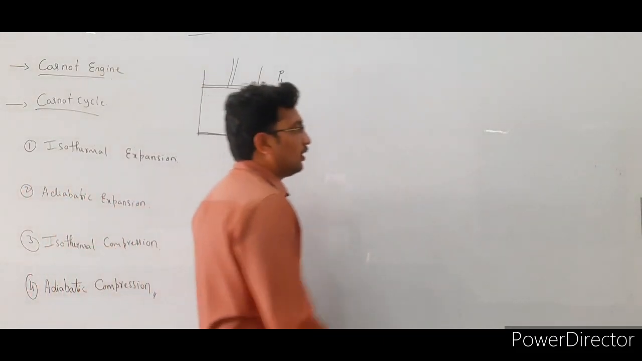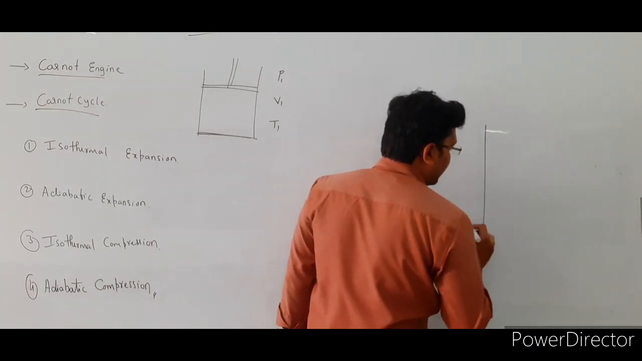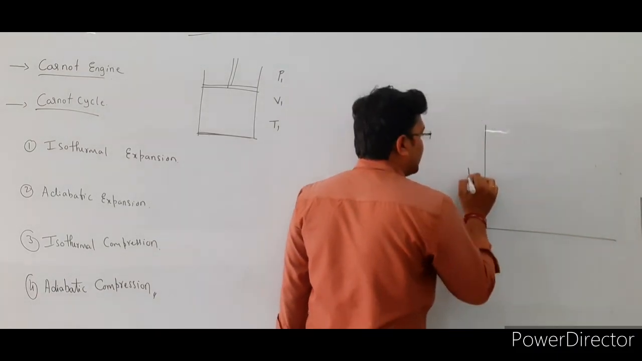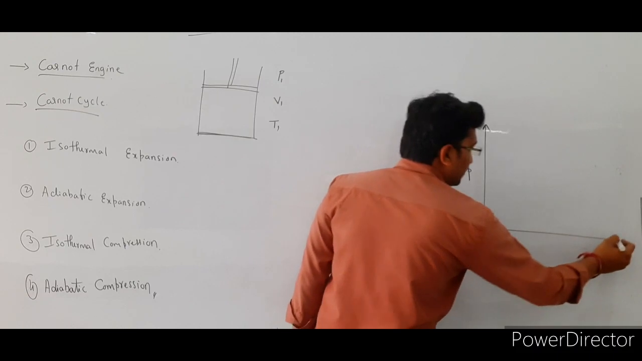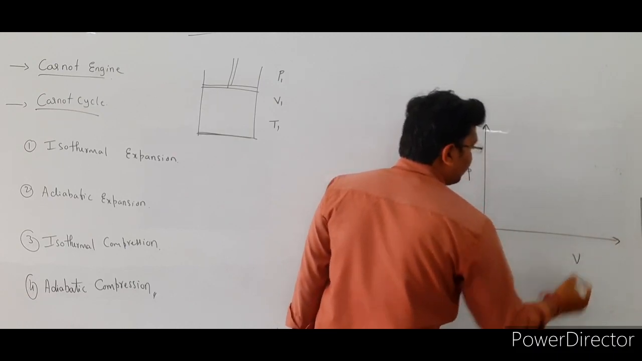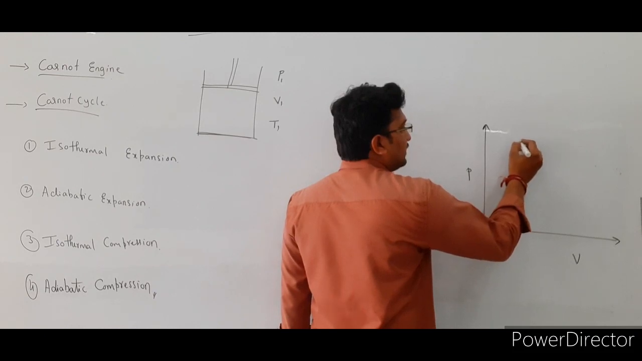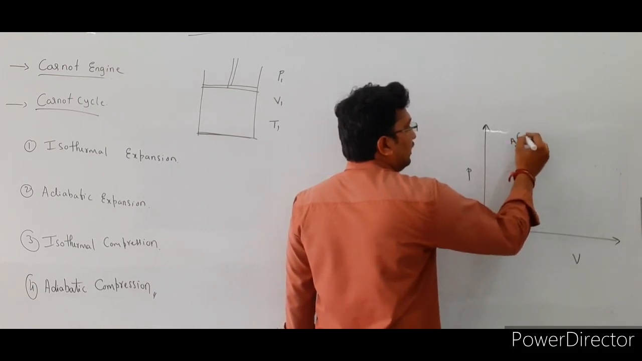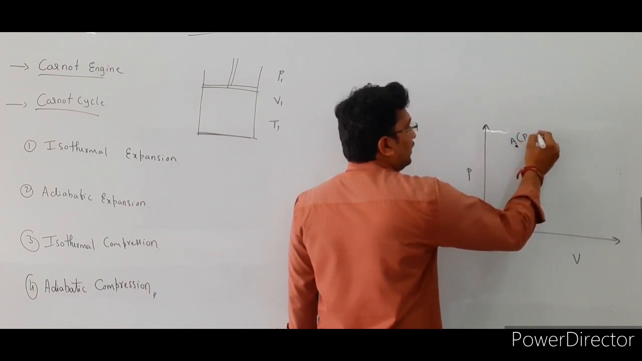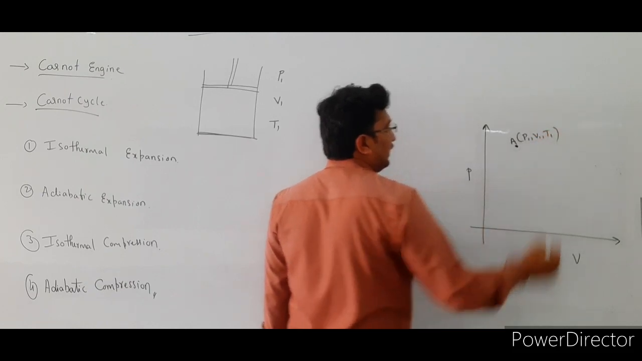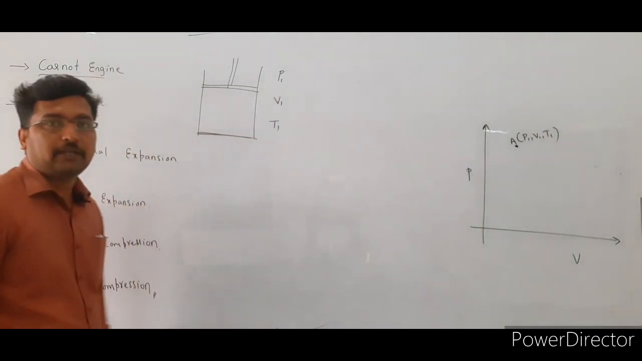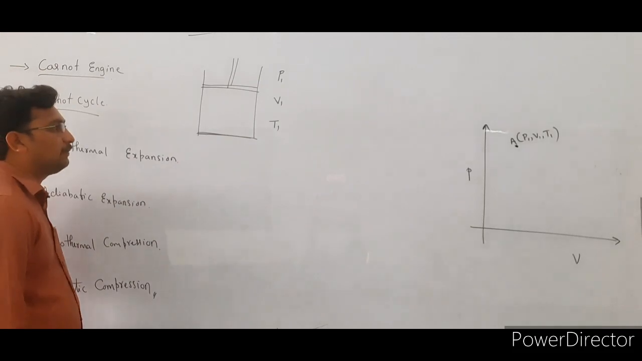Okay, here we will draw the PV diagram. So this is pressure versus volume. Here the initial state of the system is represented by the letter A. The initial state is P1, V1 and T1.